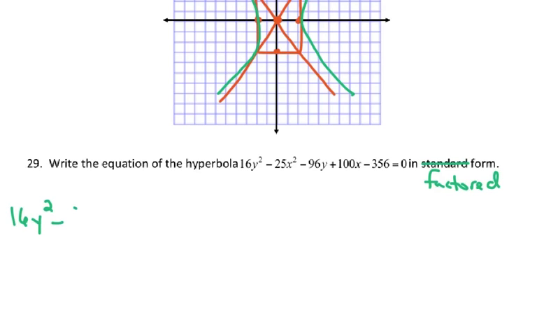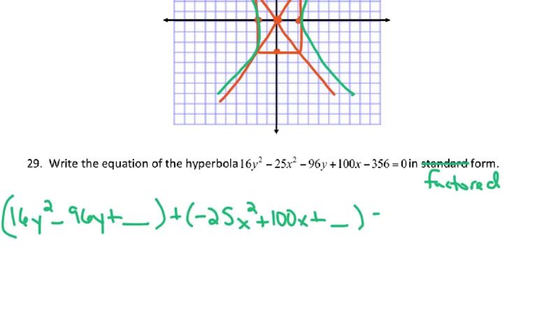So 16y squared minus 96y plus blank, because we're going to complete the square in a few minutes, plus, and we always start with plus, it will change to a minus later on, negative 25x squared plus 100x plus blank, equals, we're going to move that negative 356 to the other side of the equal sign. It becomes positive 356. And since we're adding 2 new numbers to the left, we have to add 2 new numbers to the right to keep the equation balanced.